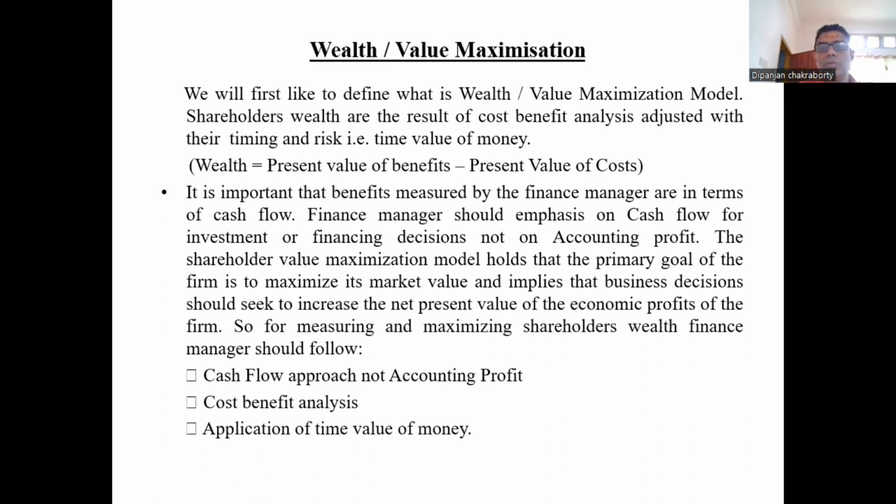Shareholders' wealth is the result of cost benefit analysis adjusted with the timing and risks. That is the time value of money. Because in wealth maximization, time value of money is very, very important. But in profit maximization, time value of money is not considered. So what is wealth? Wealth is equal to present value of benefits minus present value of costs.